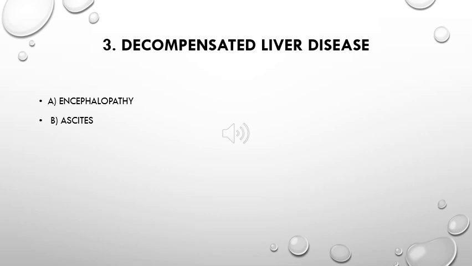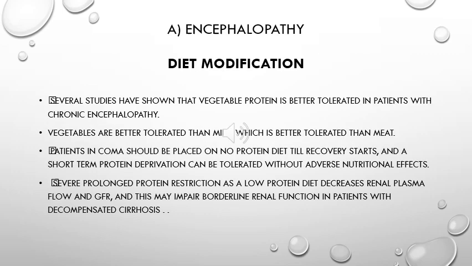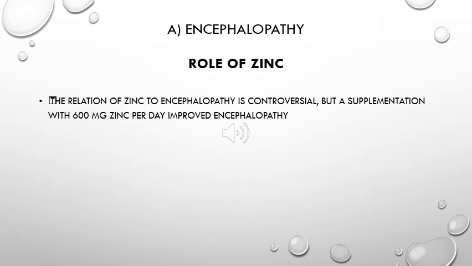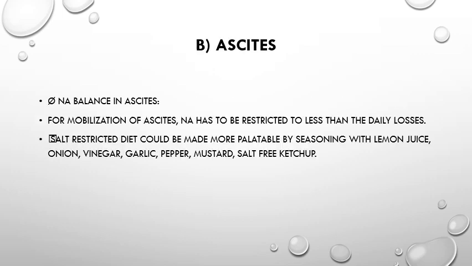Decompensated liver diseases include encephalopathy and ascites. The diet modification for encephalopathy concerns the protein, where vegetable protein is better tolerated in patients with chronic liver diseases, and then milk, and then meat. Supplementation of 600 micrograms of zinc per day improves encephalopathy.